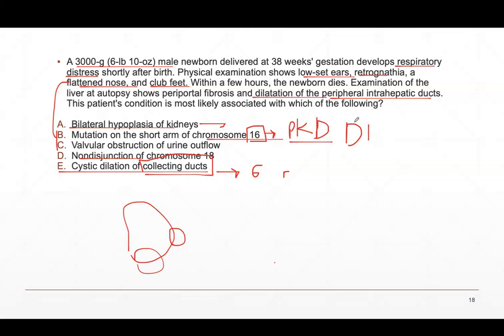and why this child died at birth, because his entire kidney is impacted, as opposed to adults who can be asymptomatic for a large time of their life. Does this make sense? Excellent. Should we move on?